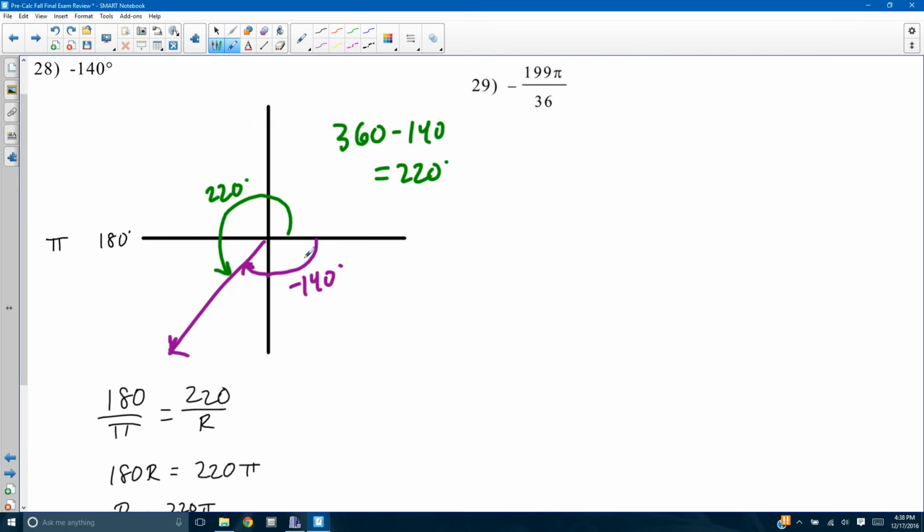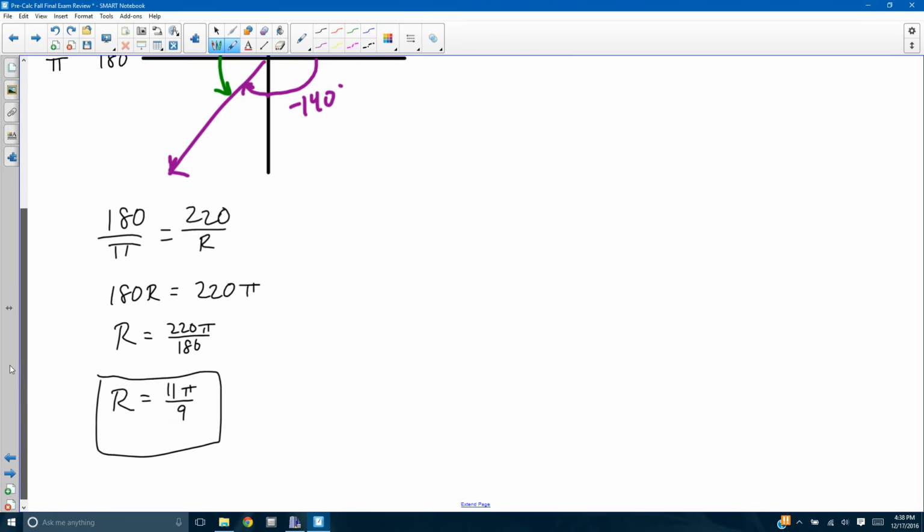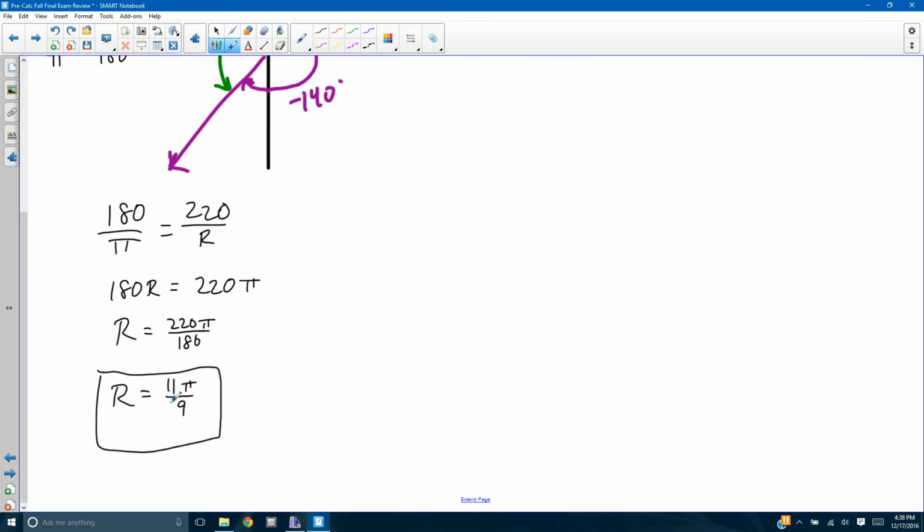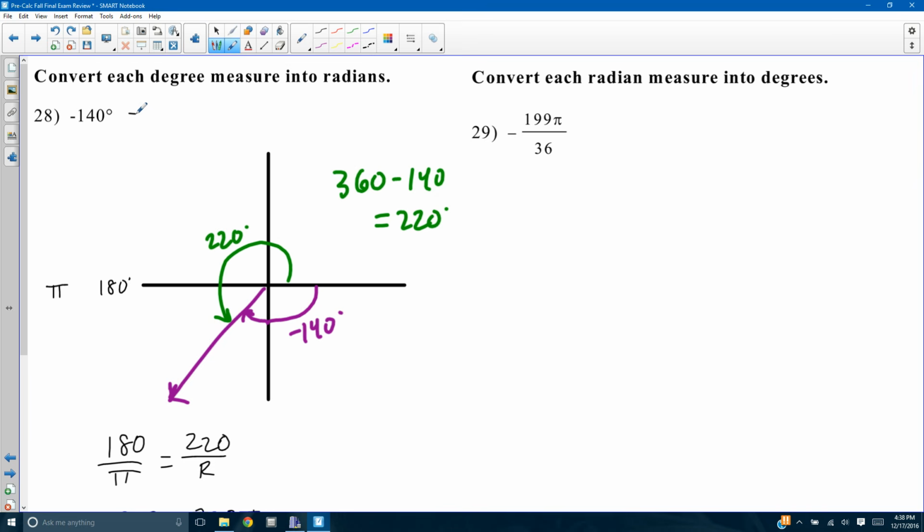Now, if you wanted to give the negative version of what was there, in case that answer shows up in the multiple choice or whatever it is, take this number and subtract 360 from it, or in this case, subtract 2 pi. 11 pi over 9 minus 2 pi, which by the way is 18 pi over 9, is equal to negative 7 pi over 9. So this is the exact radian measure that ties in with negative 140 degrees. Or the positive counterpart of that, the coterminal measure, is 11 pi over 9 positive. So one or the other, you're set.